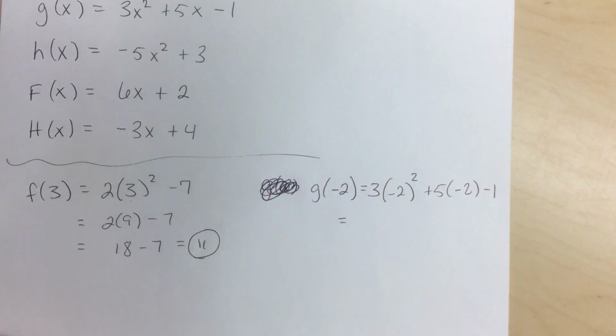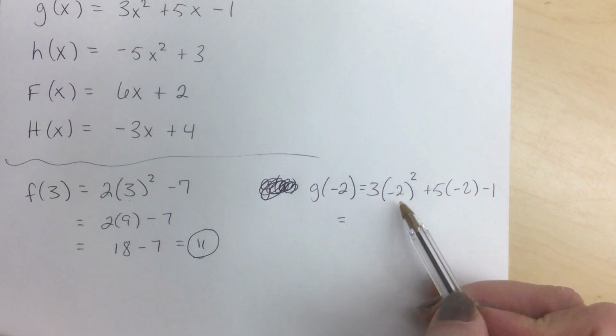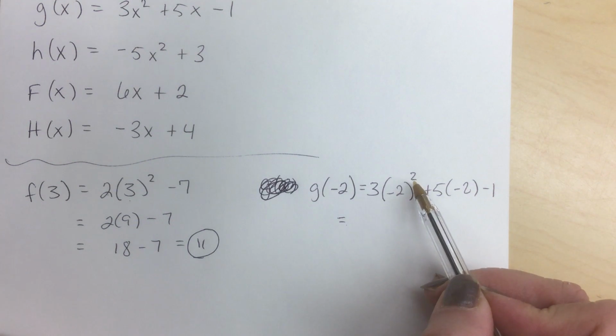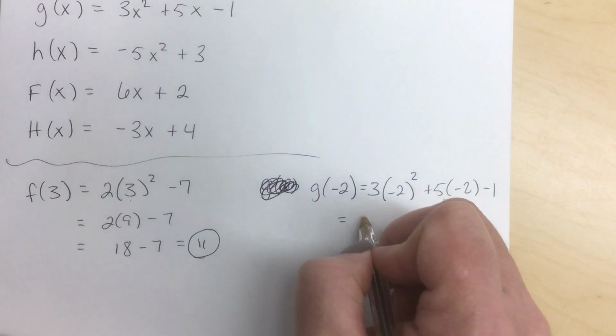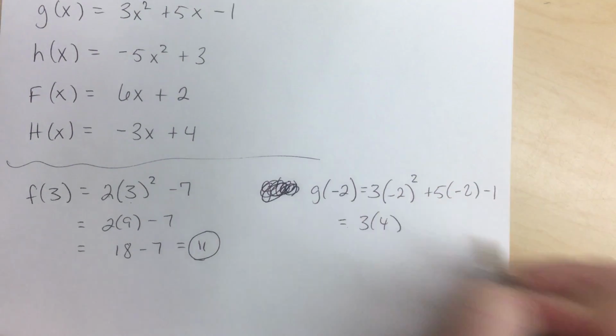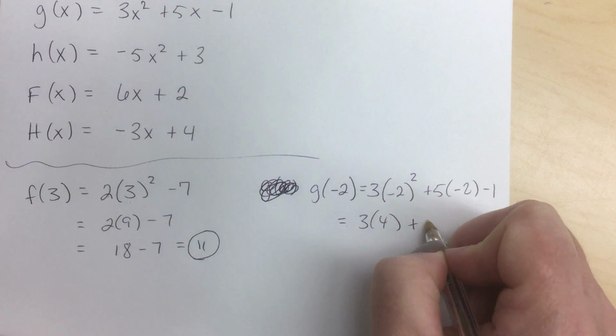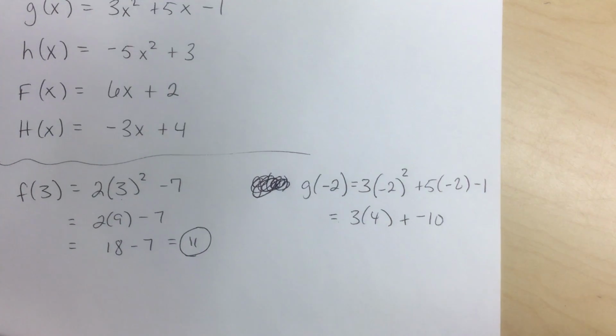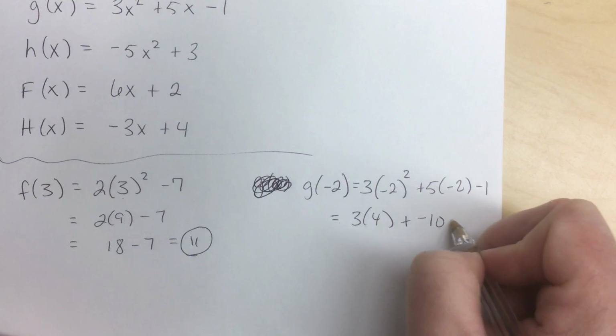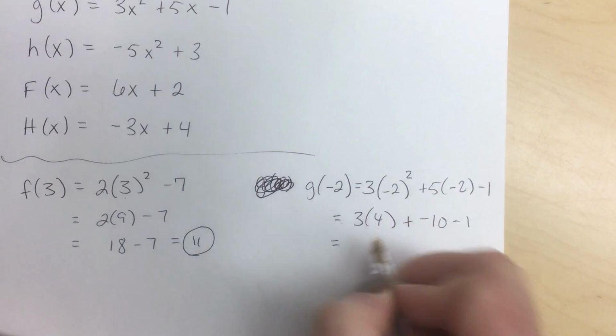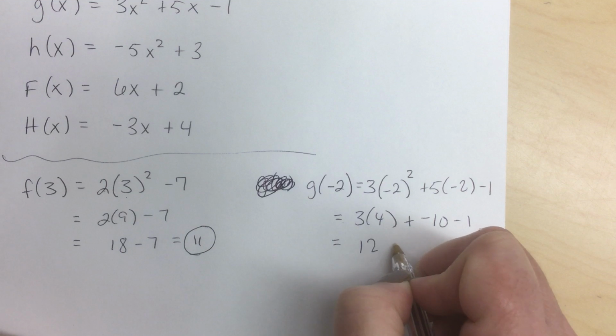So now you've got some negatives to deal with. Negative 2 squared means negative 2 times negative 2, so it's a positive 4. So you've got 3 times 4. 5 times negative 2 is a negative 10. So you could write minus 10 or you could write plus a negative 10. And then you've got minus 1. So 3 times 4 is 12.